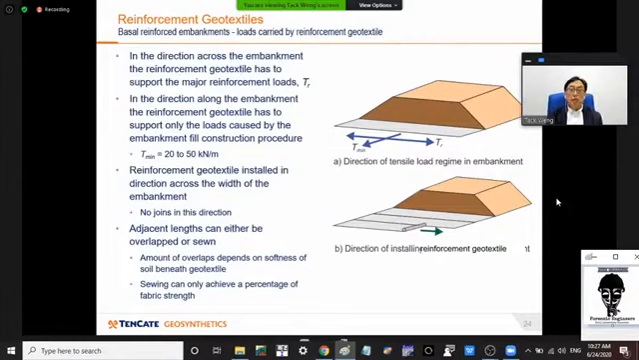The direction of laying is also very important. The reinforcement has the main strength in the roll direction, so in practice you have to roll it out in the correct way. It has to be rolled out in the direction of the principal design stresses, and this is usually across the embankment.